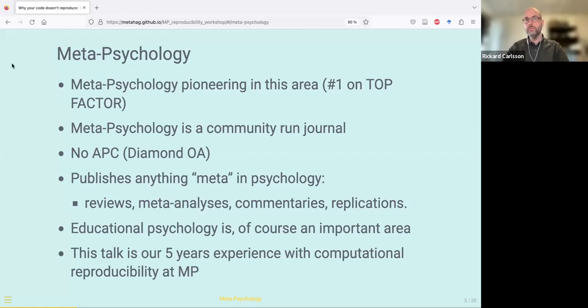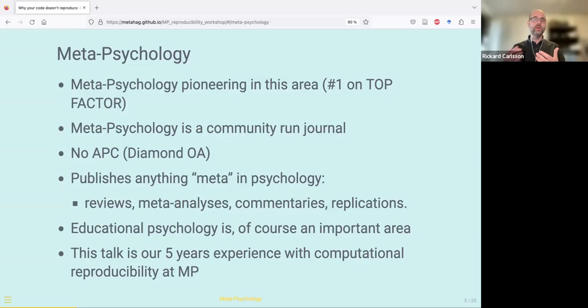And in general, we publish anything meta in psychology. And by meta, we mean something very wide. Jokingly, we can say that we publish everything that most journals don't publish: the bread and butter, a typical empirical study in the most common journals, that is what we don't publish. But we publish everything else, like reviews, meta-analyses, commentaries, replications, meta-science perspectives, and so on.